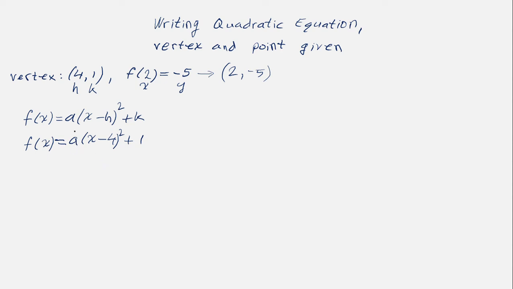Now, the only thing left to actually figure out is the a coefficient in front of the parentheses. And to figure it out, we need the point that was given in the problem. So f(x), which is y, which is -5, goes here, and then a times, and then instead of x, we put what x is equal to, which is 2 in our case. So (2 minus 4) squared plus 1. Now all we need to do is solve for a.